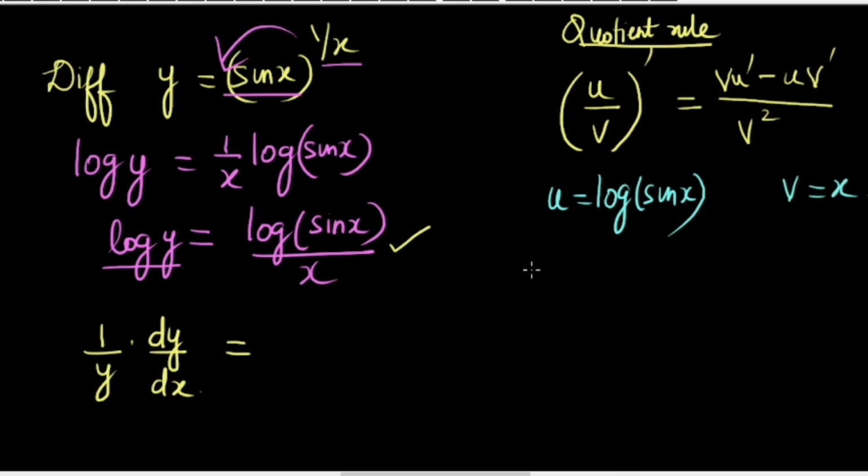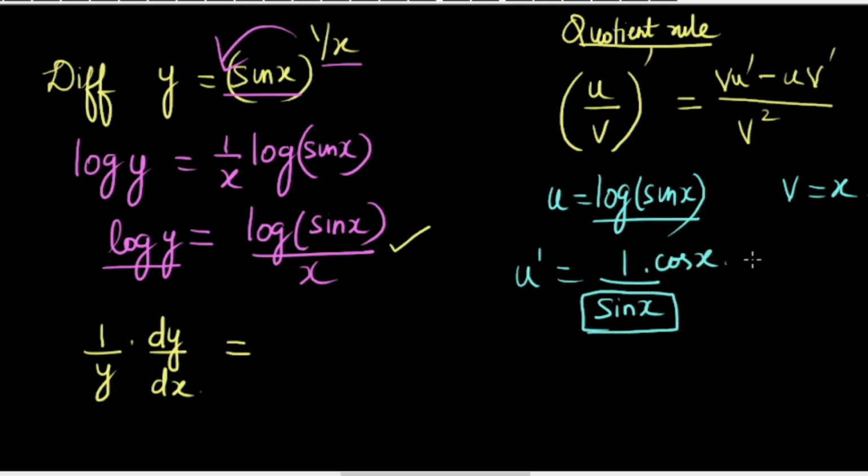Now we are going to find the derivative of u. Whenever we find the derivative of log x, it is 1 over x. So we apply that format here: 1 over sine x. But the inside is a trigonometric function, so with respect to x its derivative is cos x. Basically, we are applying the chain rule. We have got log of sin x.